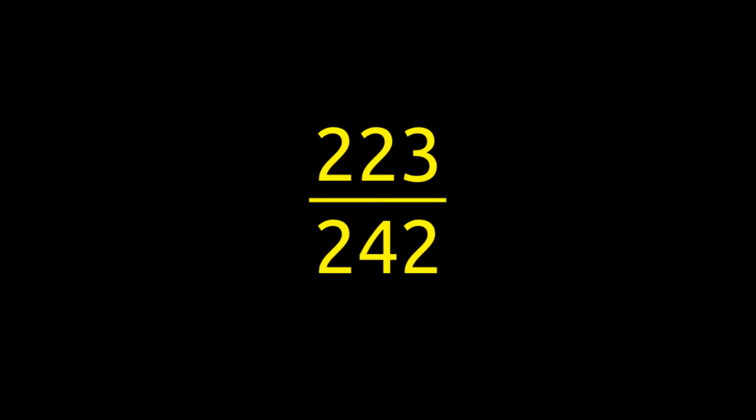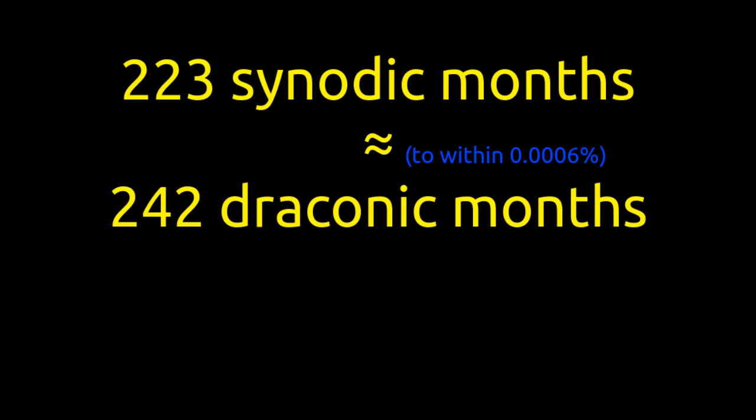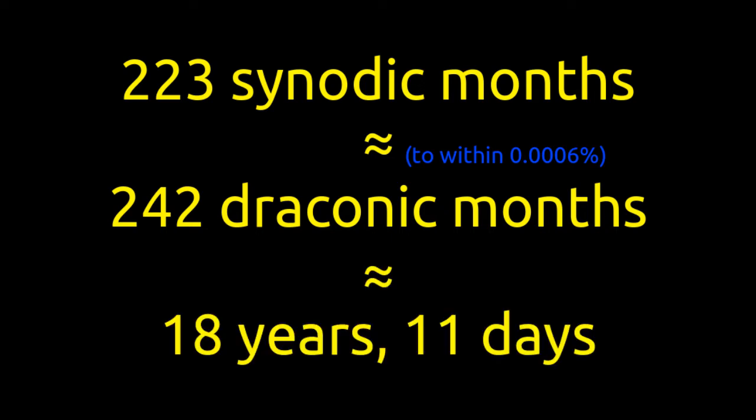The fraction currently on the screen is an extremely close rational approximation of the ratio of the length of a Draconic month to the length of a Synodic month. This implies that 223 Synodic months is nearly the exact same amount of time as 242 Draconic months, approximately 18 years and 11 days. Why is this amount of time important?